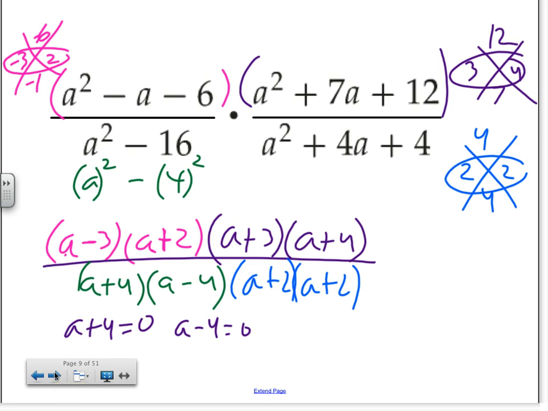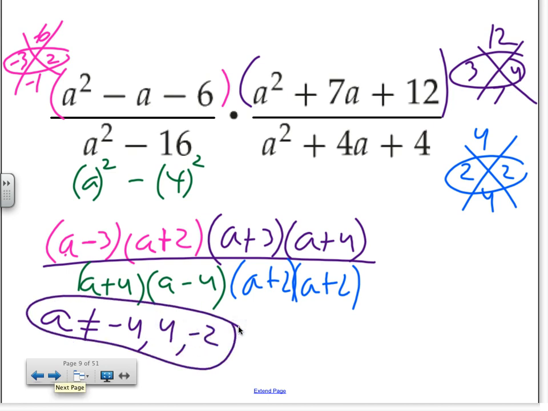Negative 2. So basically, I'm just going to erase this part for now. A cannot be -4, +4, or -2. These are called excluded values, because any of these values plugged into the bottom will make the entire thing turn to 0. And we cannot allow that to happen. But other than that, we can now go back and ask, can I cancel anything out?